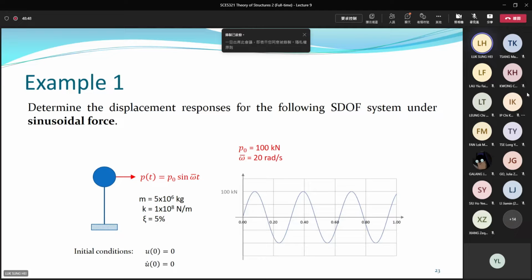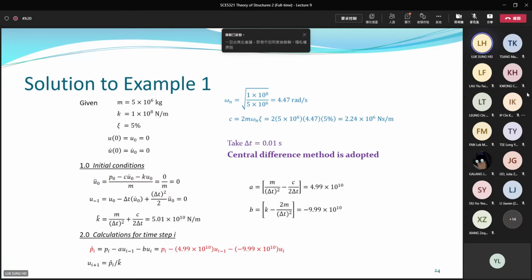This one, example 1, determine displacement for the following single degree of freedom system under sinusoidal force. In topic 6, you have learned how to find out the response of our structures under sinusoidal force. Here, the loading amplitude is 100 kilonewton. The loading frequency is 20 radian per second. I believe that all of you should know how to find out the steady state response of these structures. But instead of using our closed form solution, here you can build an Excel or a program using central difference method or Newmark's method to predict the structure response.